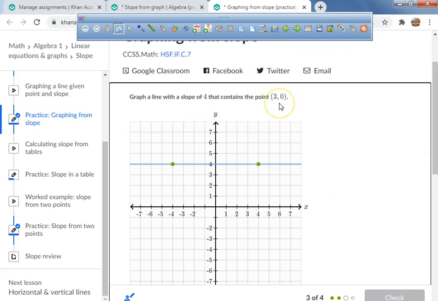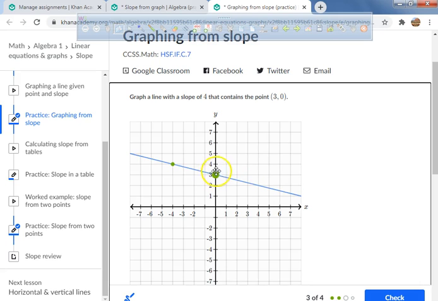So what's the first point I'm going to do? (3, 0). So right here. Here we go. I'm going to put (3, 0). You're going to tell me if I'm right or wrong. Ready? (3, 0). Am I right or wrong? Wrong. Very good. Okay. (3, 0). Am I right or wrong? Wrong. All right. (3, 0). Am I right or wrong? Wrong. (3, 0) is right there.